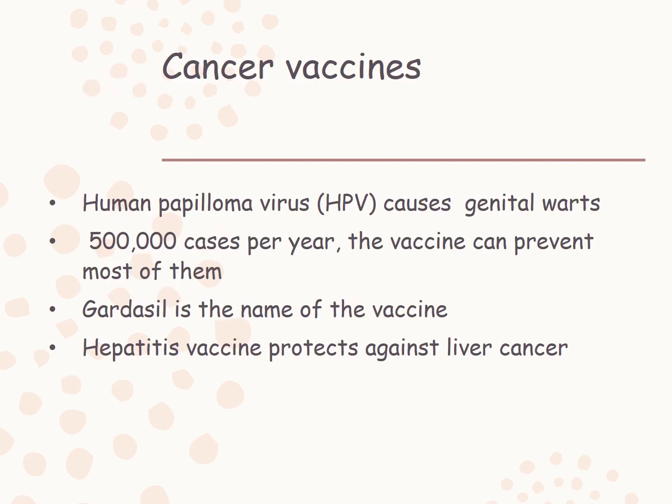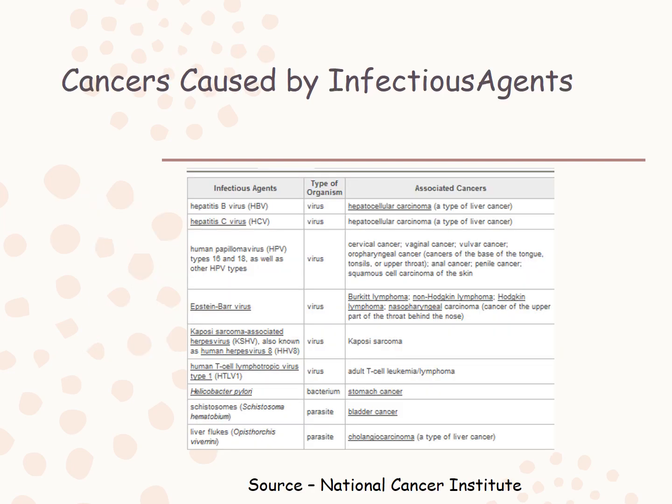When viruses infect cells, they can cause genetic mutations. The human papillomavirus causes genital warts. There's about 500,000 cases per year. Genital warts can then lead to cervical cancer. Gardasil is the name of the vaccine that protects against most forms of HPV. There's also a hepatitis vaccine that protects against liver cancer. There are a variety of other types of infectious agents, such as bacteria and parasites, that can also cause cancer.